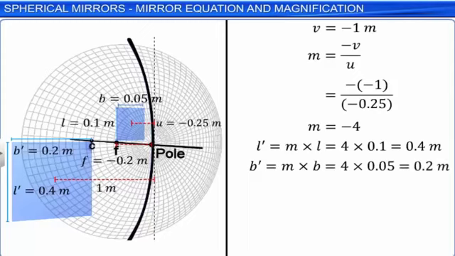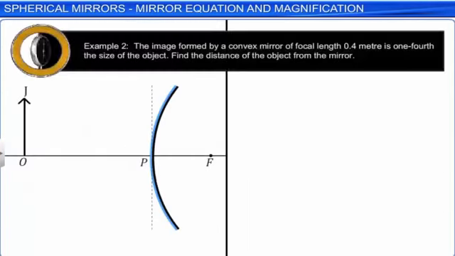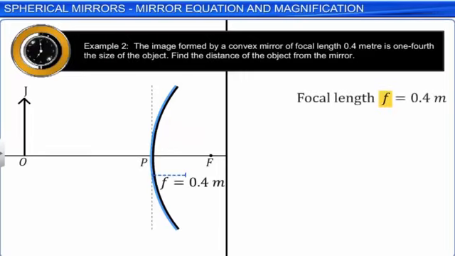Example 2. The image formed by a convex mirror of focal length 0.4 meter is 1/4 the size of the object. Find the distance of the object from the mirror. Solution. Given that the focal length f is equal to 0.4 meter and magnification m is equal to 1/4, we need to find the object distance u.